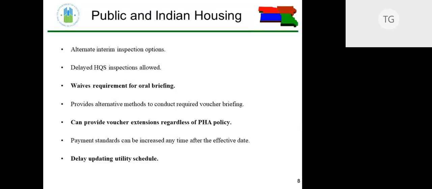Utility schedules are time-consuming to update. Delaying that during the pandemic allows the PHAs to spend their time working with clients.